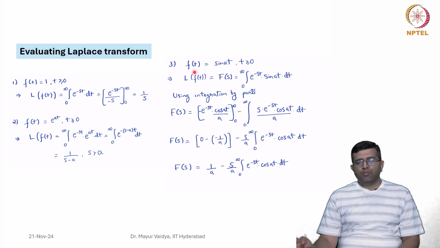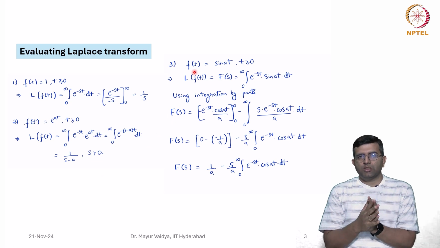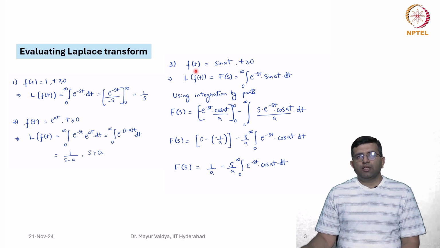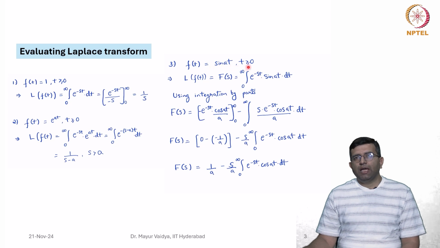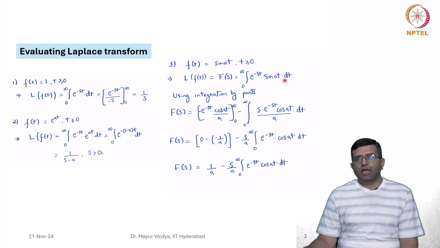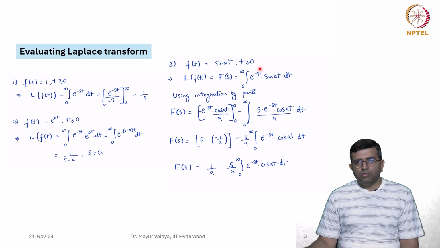Let us take the third example, which is a slightly longer process of evaluation. Let's say your function is equal to sine of at, where t is greater than or equal to 0. Now L of f of t, which we can call capital F of s, is equal to the integral from 0 to infinity of e power minus st into sine at dt. Now how do we solve this integral? If you recollect the lecture on the mathematical concepts, this can be solved by using integration by parts.